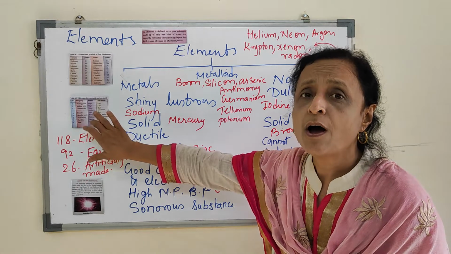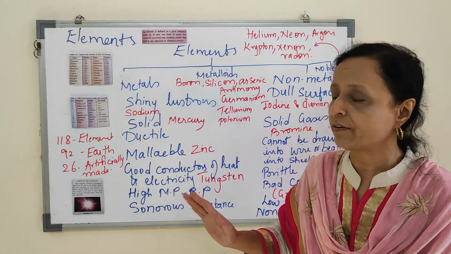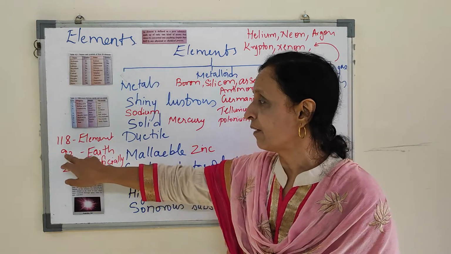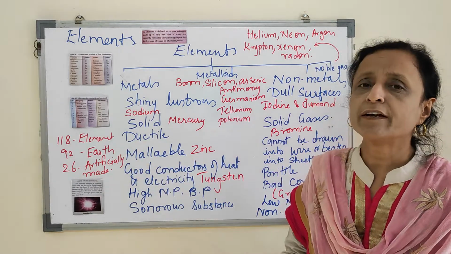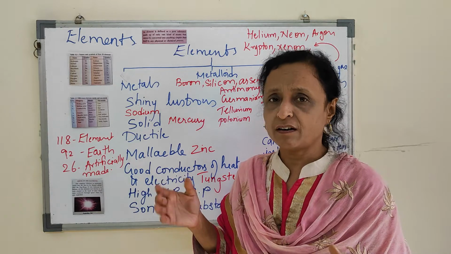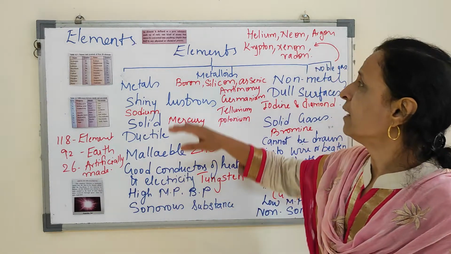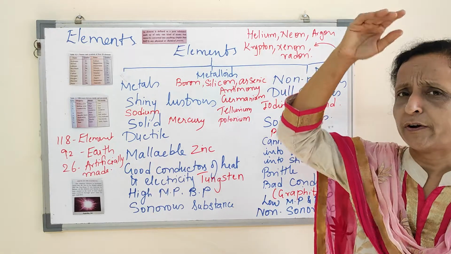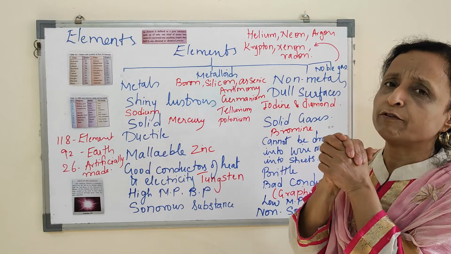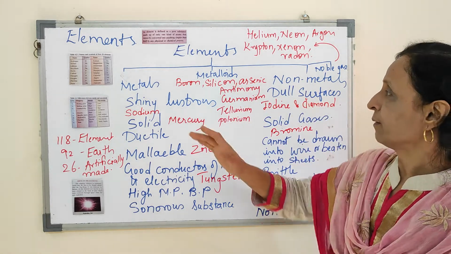But you have to know how many are there right now? 118. Scientists have discovered them. So maybe in future you'll have more elements discovered by scientists. 92 you find from nature, from the earth, and 26 have been artificially created. So let us study the elements, which are the purest form. You cannot break the element into anything simpler now. They are purest, and if you break them also, they will be the same element only.